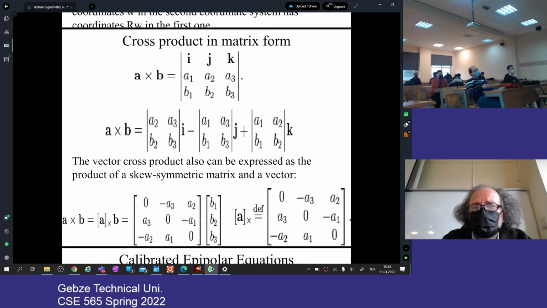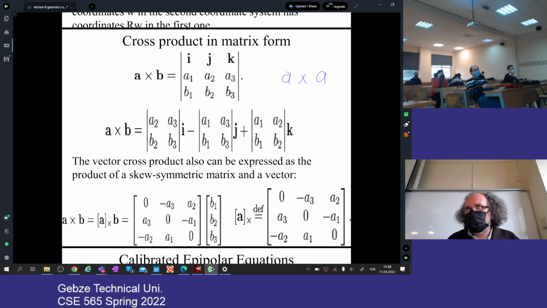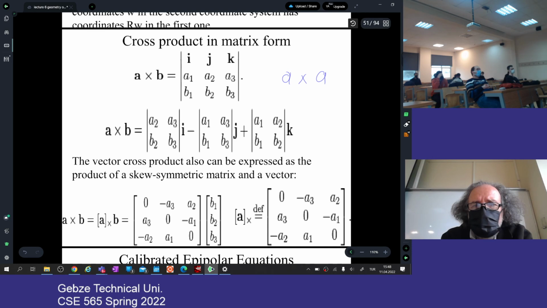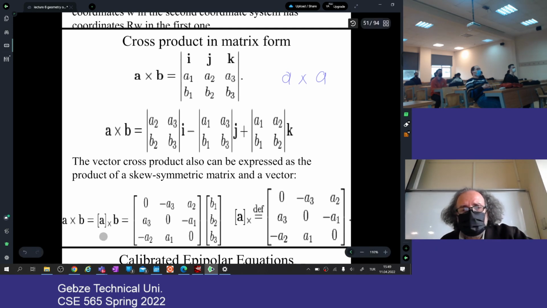But given this definition, how about this? What is this? A. If I take a cross product of a vector by itself, what happens? Well, let's calculate it. A2, A3, A2, A3. That's going to give me what? 0. And this one is going to be 0. This one is going to be 0. So this A cross product A, by definition, gives me a 0 vector, right? So that's the definition of it.